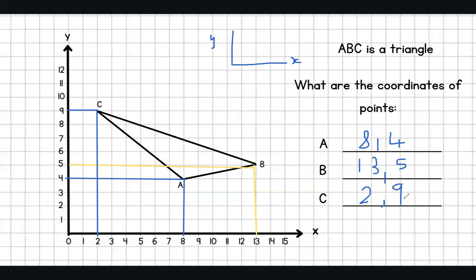Now, just to check, imagine if you think, oh, I'm not sure about that. You can flip this to make it 9, 2, just to see, have you got it right? So here's 9. Oh yeah, see, it would not match. So you can always flip if you want to double check. But always double check your coordinates and use your ruler.